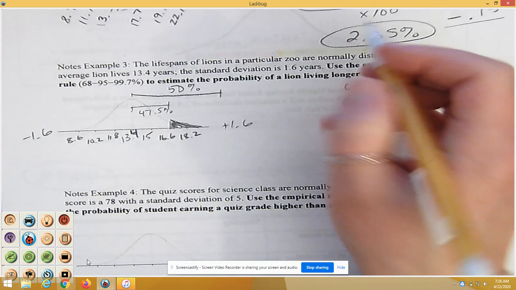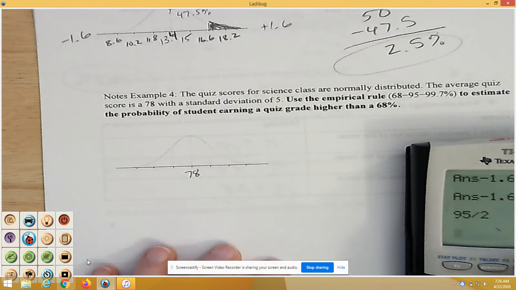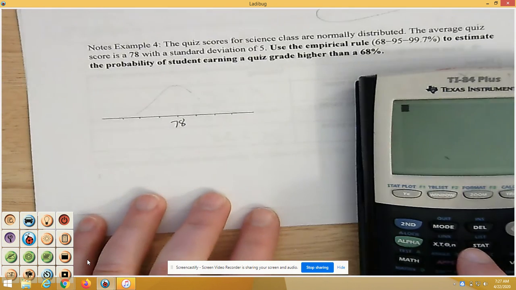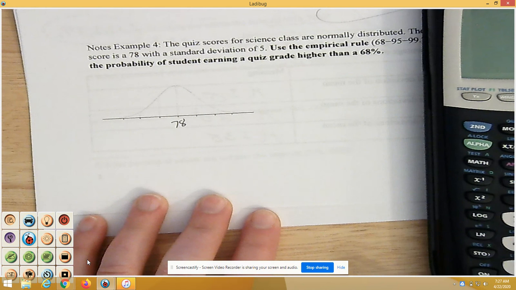All right, so for here, let's go ahead and put our labels on. All right, so I have 78, and I'm going to add 5, add 5, add 5. So we're going to get 83, 88, and 93 for 3 standard deviations above. And then I'm going to subtract 5, subtract 5, subtract 5. So I get 73, 68, and 63.